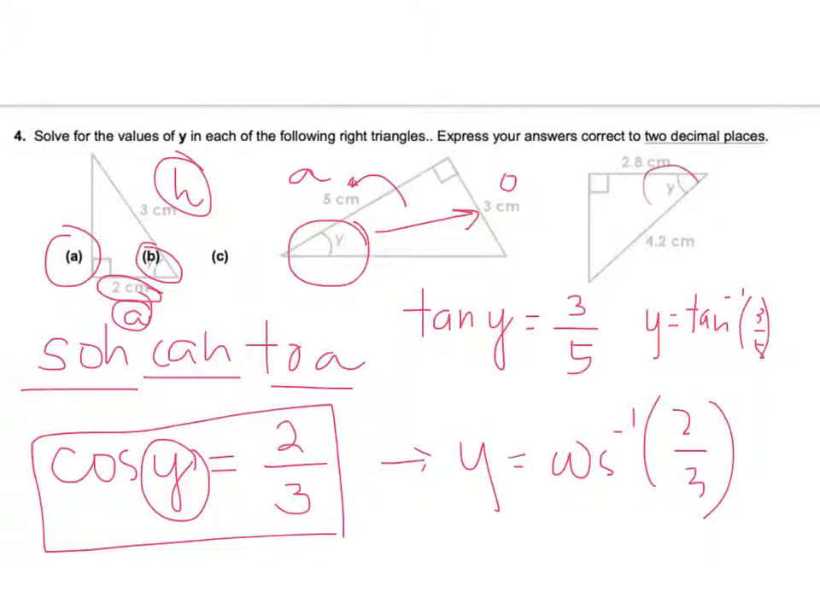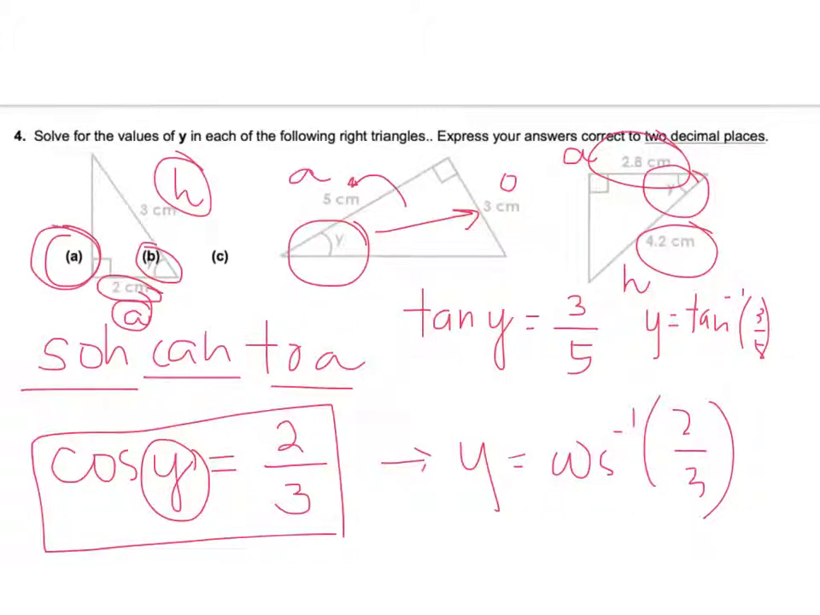So if this is the angle y, what do you call the side 2.8? 2.8 is adjacent. Opposite is always the one facing the angle. So adjacent, the 4.2 is, oh no, wait, hypotenuse. So what do we have? Cosine. Same with letter A.